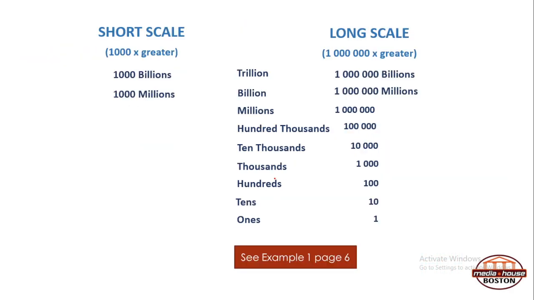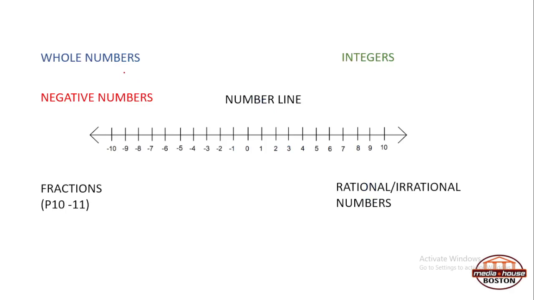Coming forward, we're going to take a look at the whole numbers. We're going to take a look at the negative numbers, the number line, as well as integers, fractions, and what we call rational and irrational numbers.